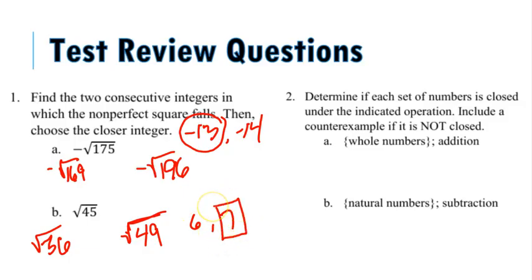Question 2, determine if each set of numbers is closed under the indicated operation. Include a counterexample if it's not closed. So we have whole numbers. So this is saying if I take two whole numbers and I add them, I'm always going to get a whole number. That is true, so we're going to write closed.